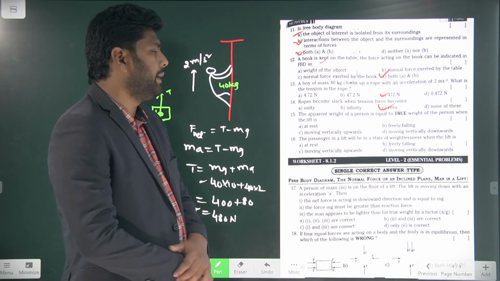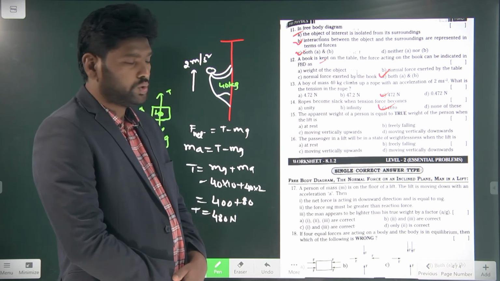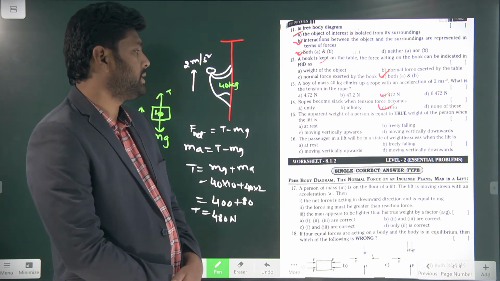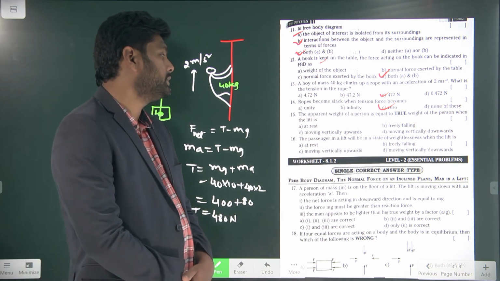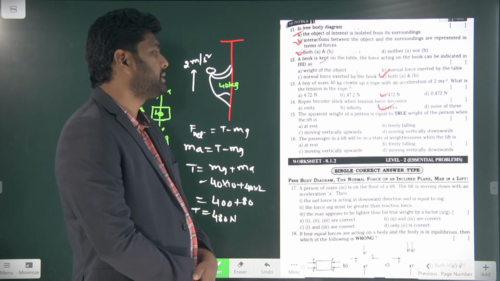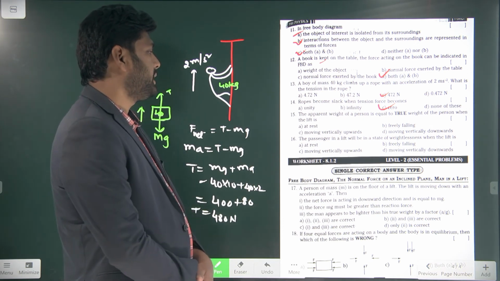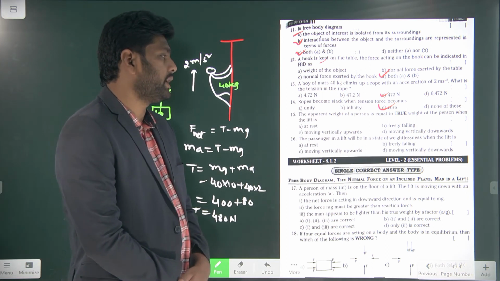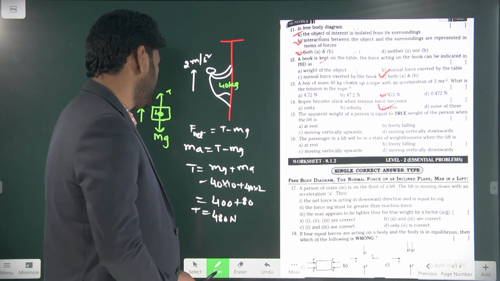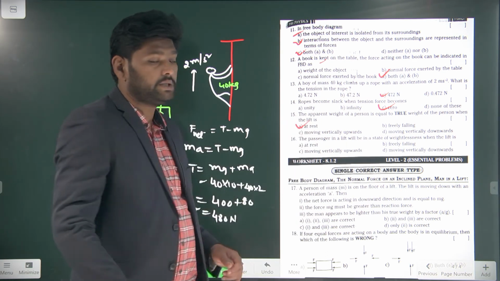Next, the apparent weight of a person is equal to the true weight of the person when the lift is at rest, freely falling, moving vertically up, or moving vertically down. So the answer for this question is at rest.